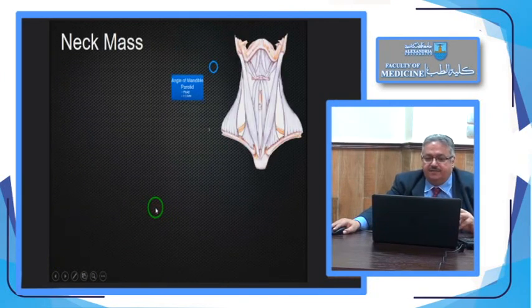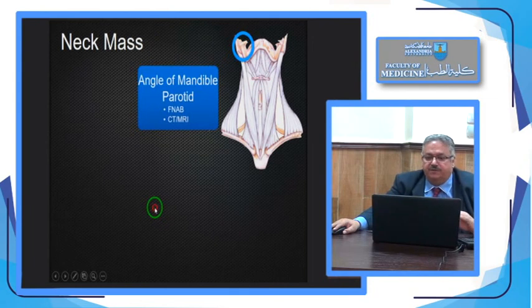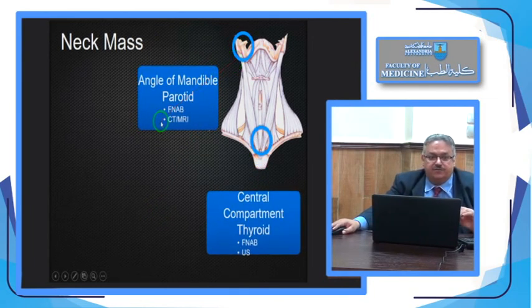So again, the neck masses, to sum up: it might be at the angle of the mandible, the parotid, right? Possible lesion at the angle of the mandible is parotid. What do you need to do? Fine needle aspiration biopsy, CT and MRI. Number 2, in the central compartment, mostly thyroid, fine needle aspiration biopsy again and ultrasound.